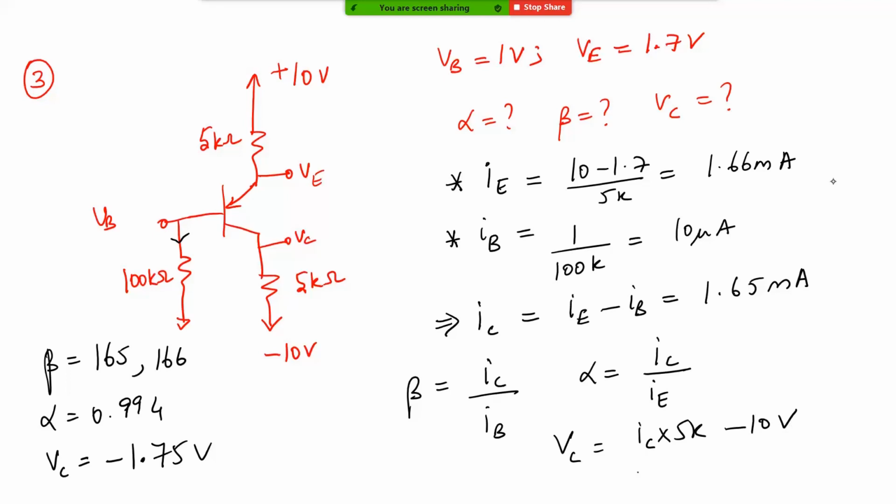Okay, so this is what you would get. Maybe if you're getting minus 1.7, minus 1.8, you can just check if you have made some small mistakes here and there. Whether you took the IE value for calculating VC, just make sure. All right. Okay, so any questions, any doubts? Let's move to the next one.